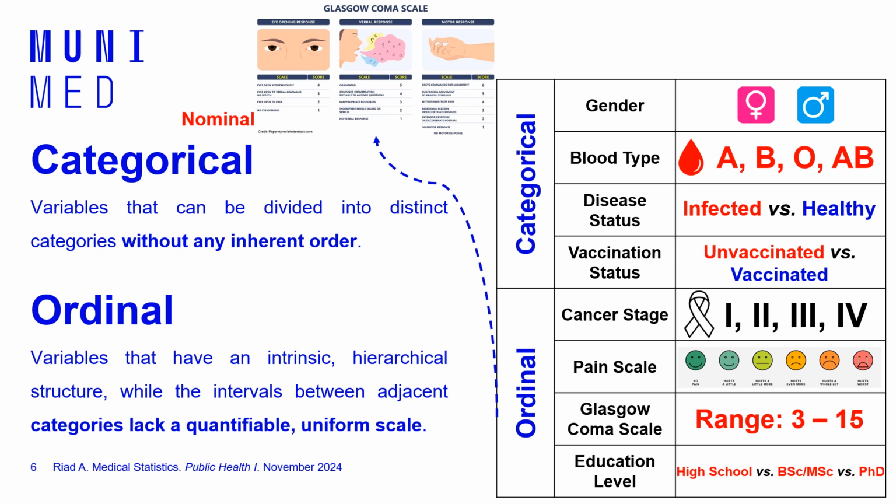Okay, so these were qualitative variables that we describe using words only. We have no numbers to describe the difference between these groups, and categorical variables have no order between the groups. Ordinal variables have some sort of order or some sort of hierarchy between the groups.